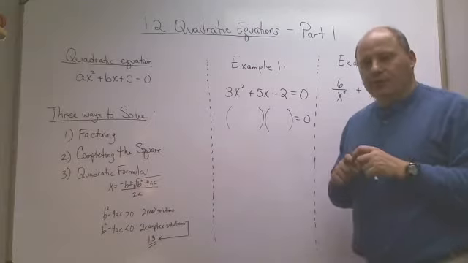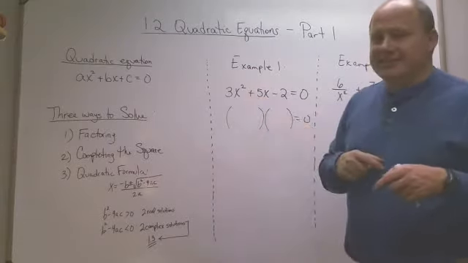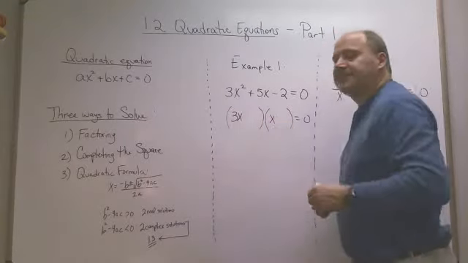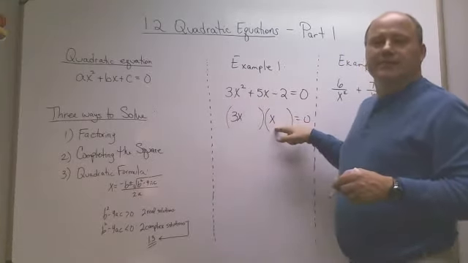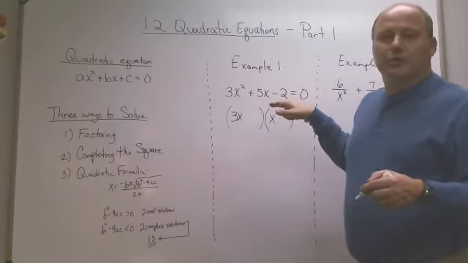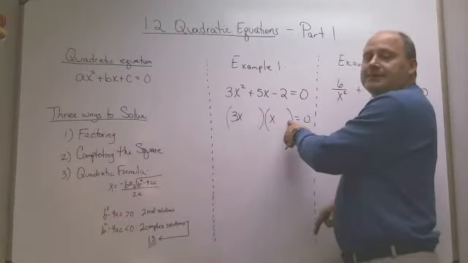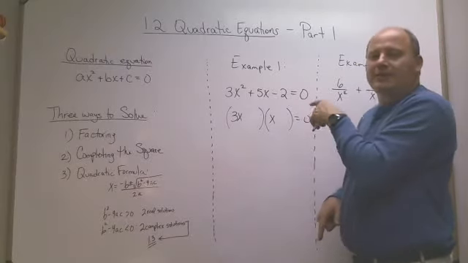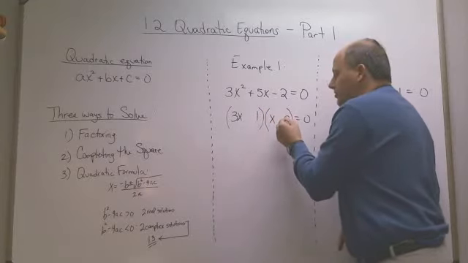So it's going to be what we call a reverse FOIL, if you will. This is the guess and check method, but there's not much to guess from. 3x times x, the first times first, must be 3x squared, and that's the only thing I can think of. The only factors of 2 are 2 and 1, and it doesn't matter where you put them. If you put the 2 here and the 1 there, that's a possibility. If you put the 1 here and the 2 there, that's a possibility. That's why they call it guess and check. So I'm going to guess this one is 1 and this one is 2.